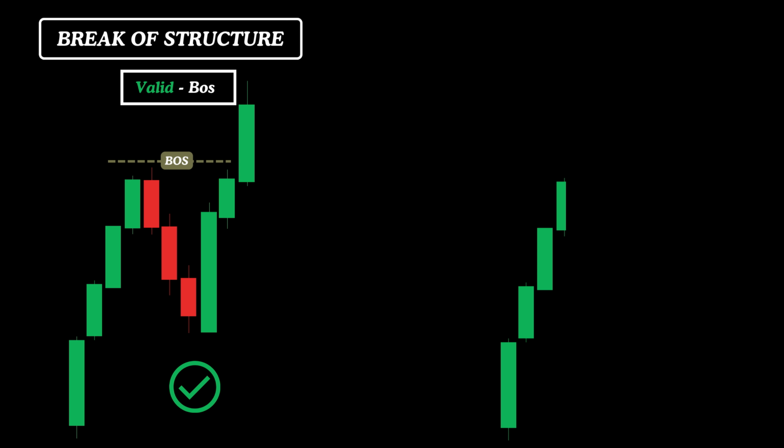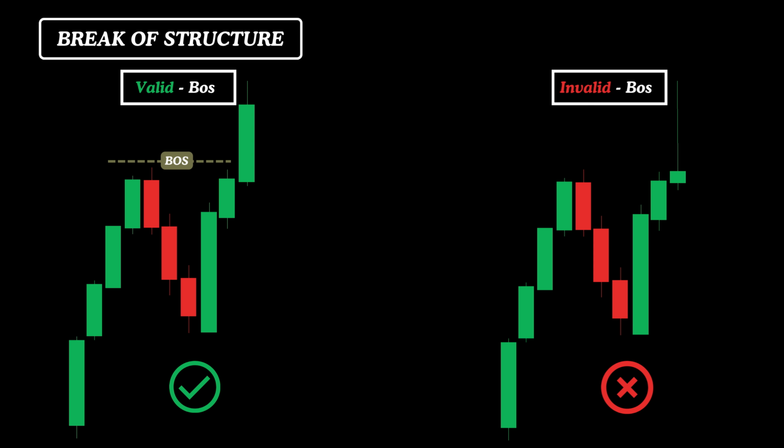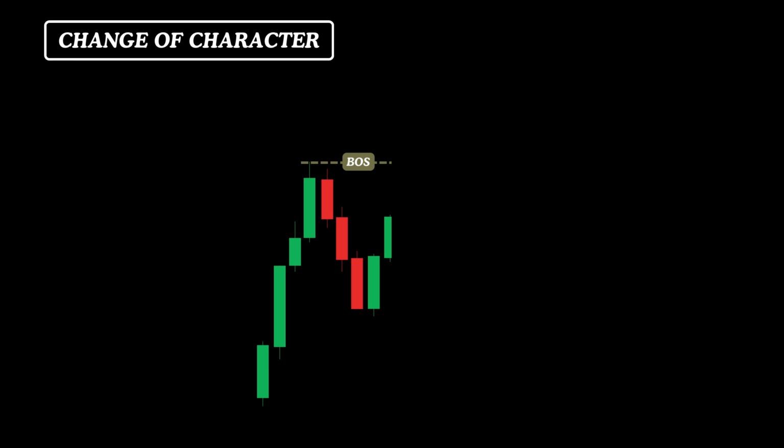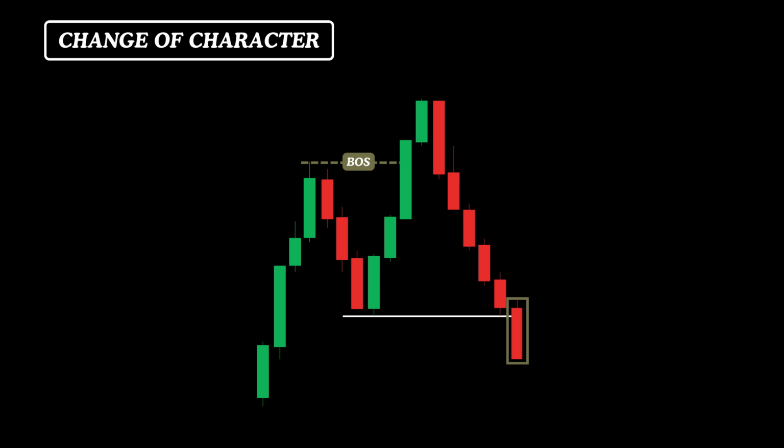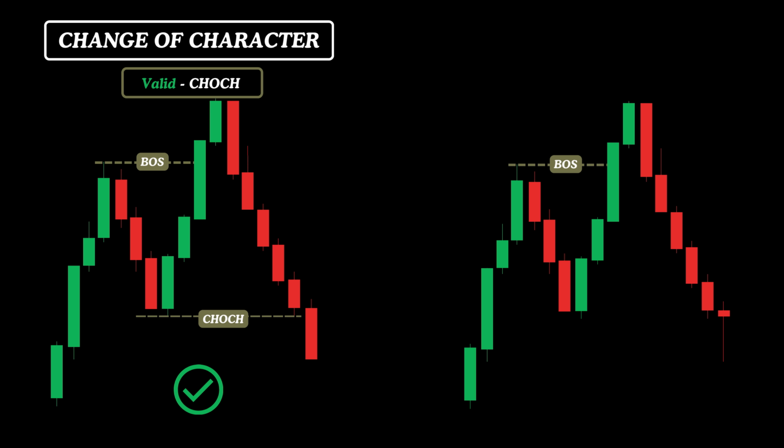However, if price only taps a weak level and immediately reverses, that's a fake out, which counts as an invalid BOS. Similarly, when price closes below the previous swing low and a trend reversal begins, it's a valid change of character. But if a sharp reversal occurs after just a weak break or a brief close, that's a false signal, and we treat it as an invalid CHOCH. The key rule to remember is, no top or bottom is valid without a candle body close.